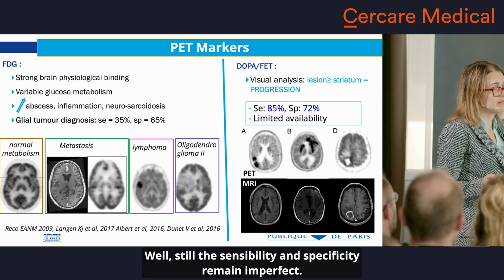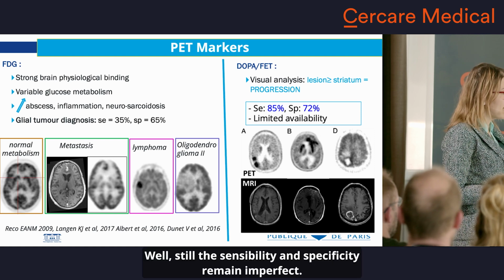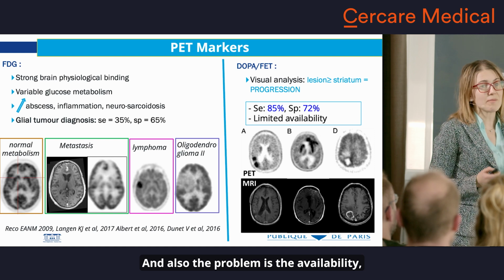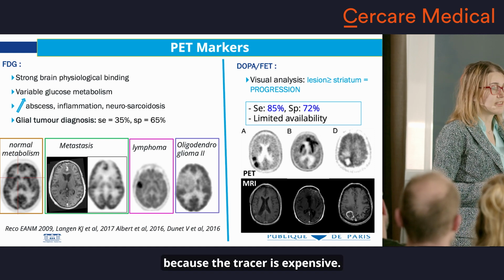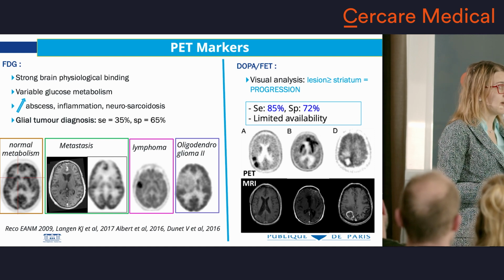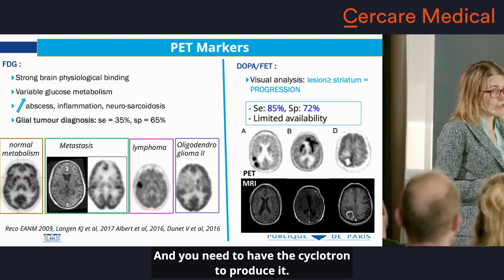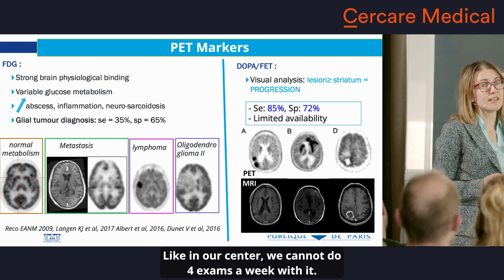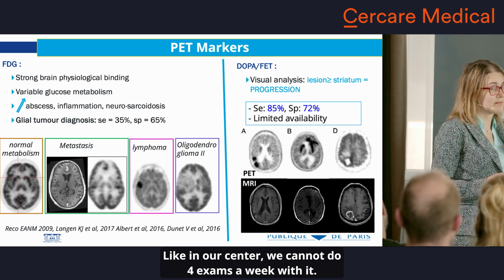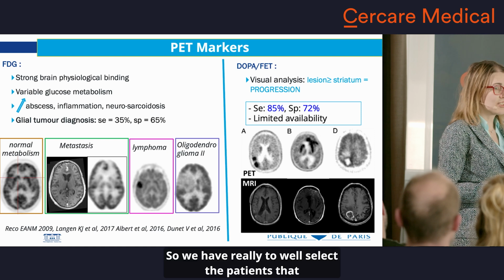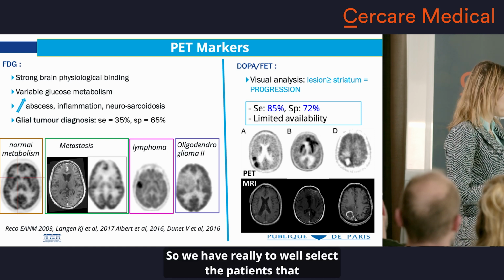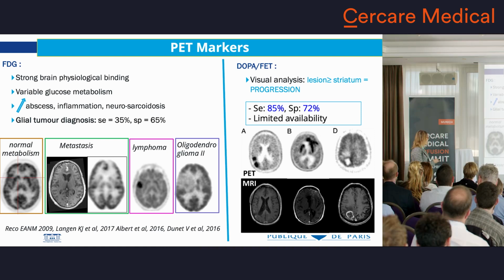Well, still the sensitivity and specificity remain imperfect, and also the problem is the availability, because the tracer is expensive and you need to have the cyclotron to produce it. Like in our center, we can do 4 exams a week with it, so we really have to select well the patients that should benefit.